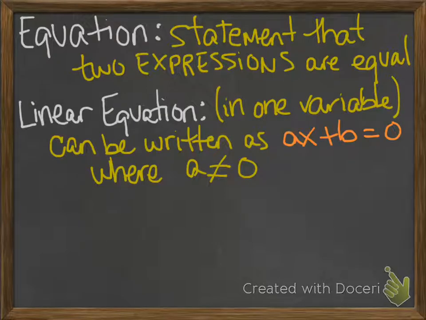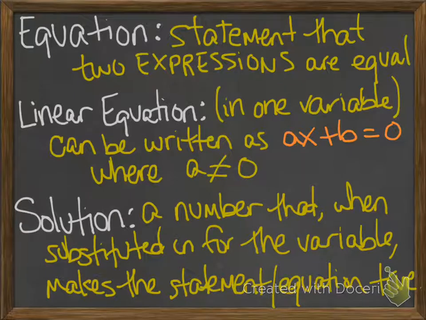A linear equation, and we're going to be dealing with linear equations at this point in just one variable, can be written as ax plus b equals 0. And in this case, a cannot be equal to 0, because if a were equal to 0, we wouldn't have a variable expression. We're going to be solving linear equations to find the solution. And a solution is a number that, when substituted in for the variable in the original equation, makes that statement or equation true.